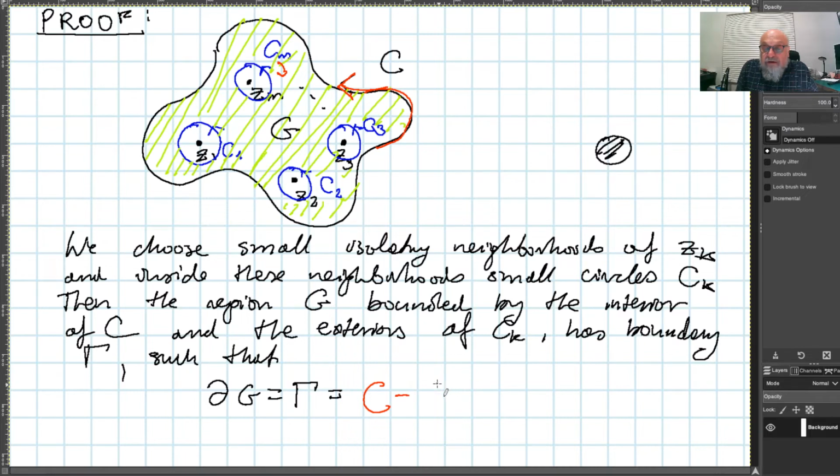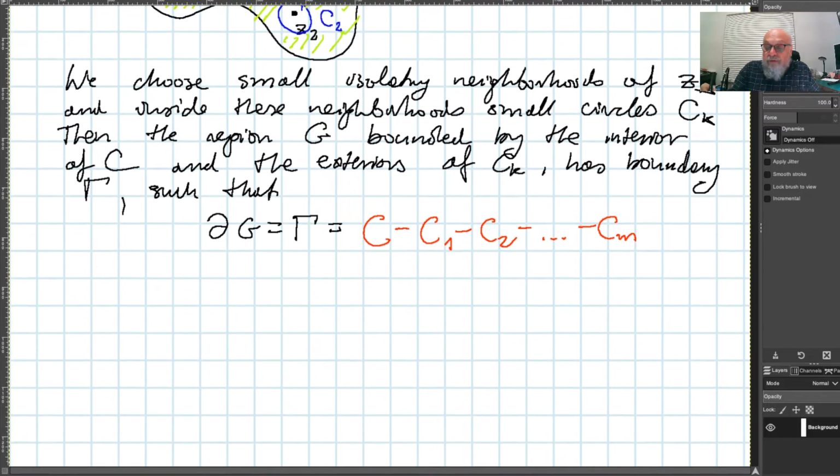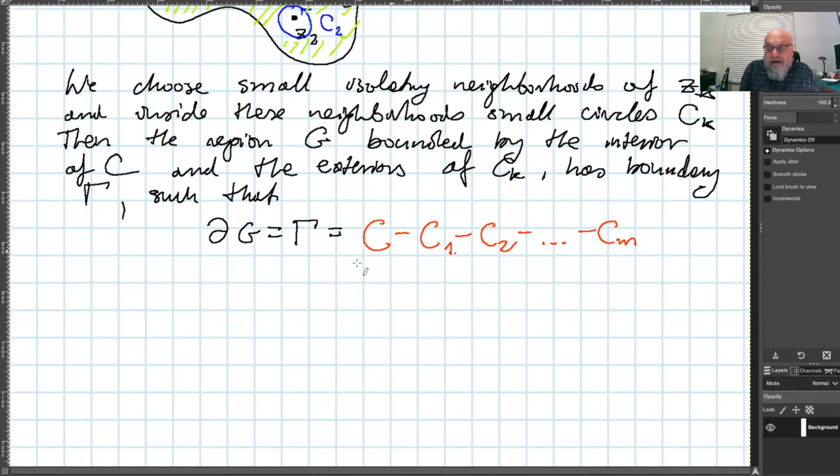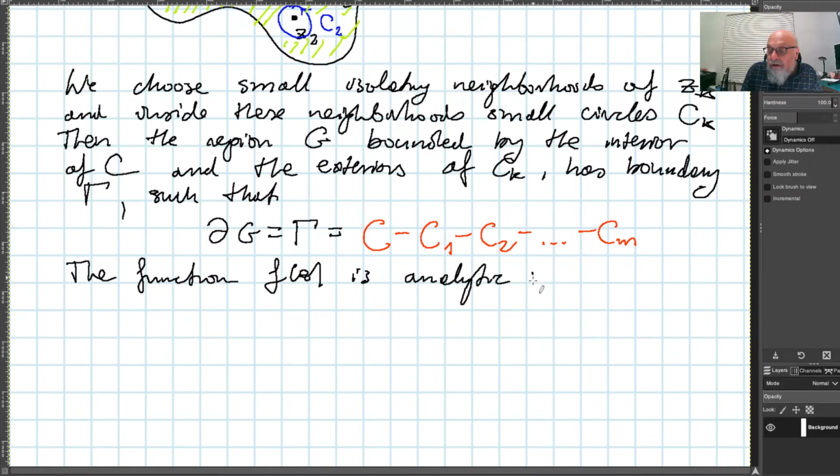So that means we have to write it now. It will be not C1, C2, it will be minus C1, minus C2, and this will be minus Cm. And then, once we are here, we can say like this: the function f of z is analytic on G closure.